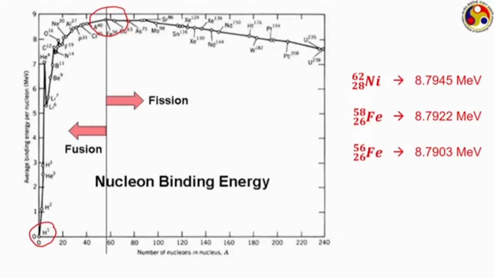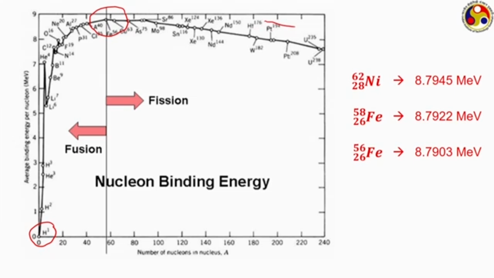The nuclei having mass number far away from this particular zone generally have a binding energy per nucleon value much lower than this highest value of approximately 8.8, and hence they are more unstable. The farther we move away from this zone, the more unstable nucleus we get.